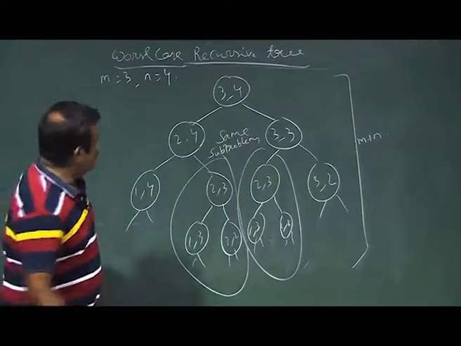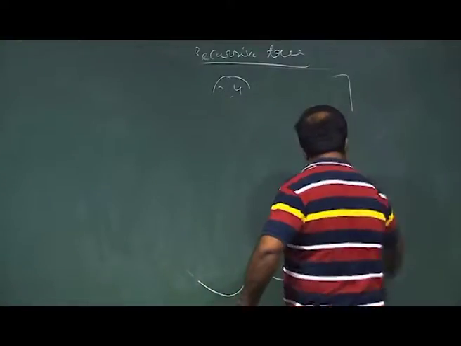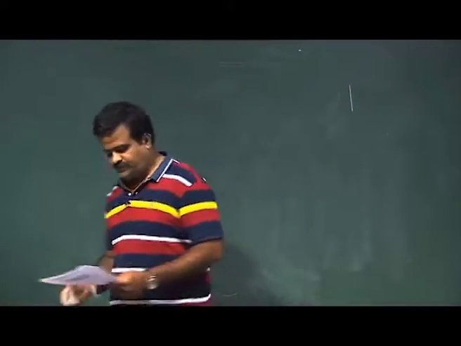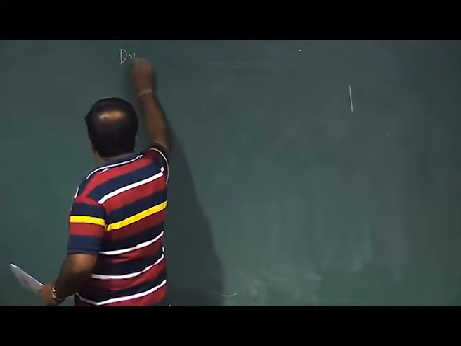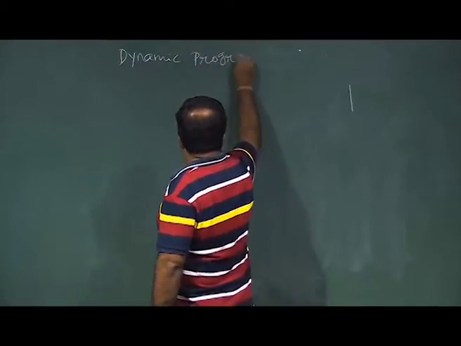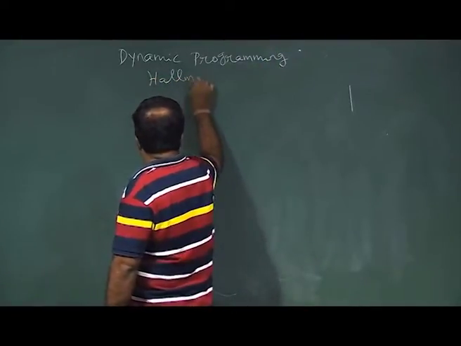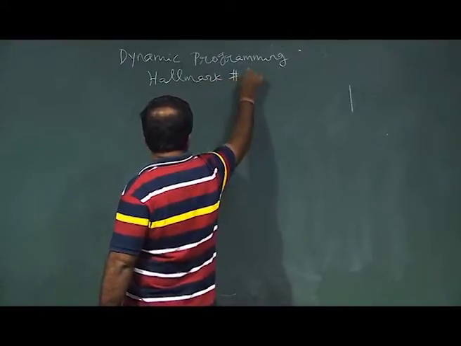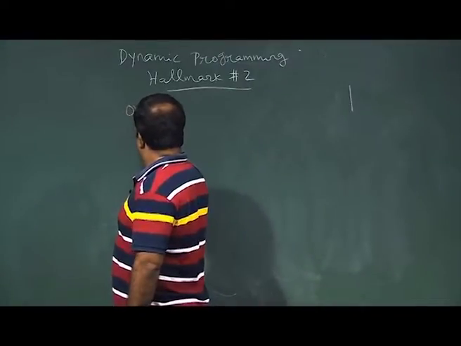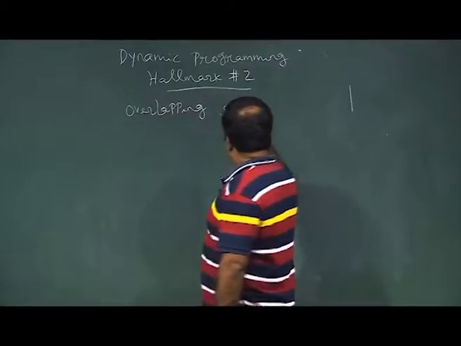So, let us write the second hallmark of dynamic programming problems. This is hallmark number 2, and it is telling us overlapping subproblems.